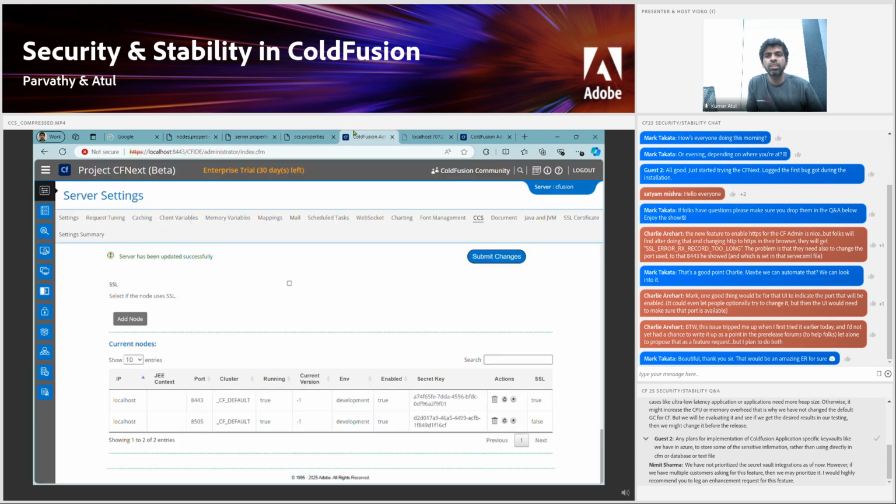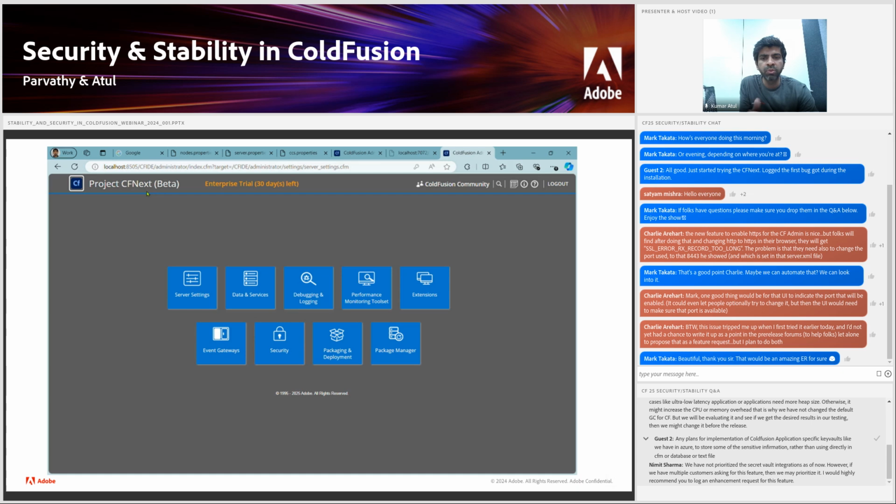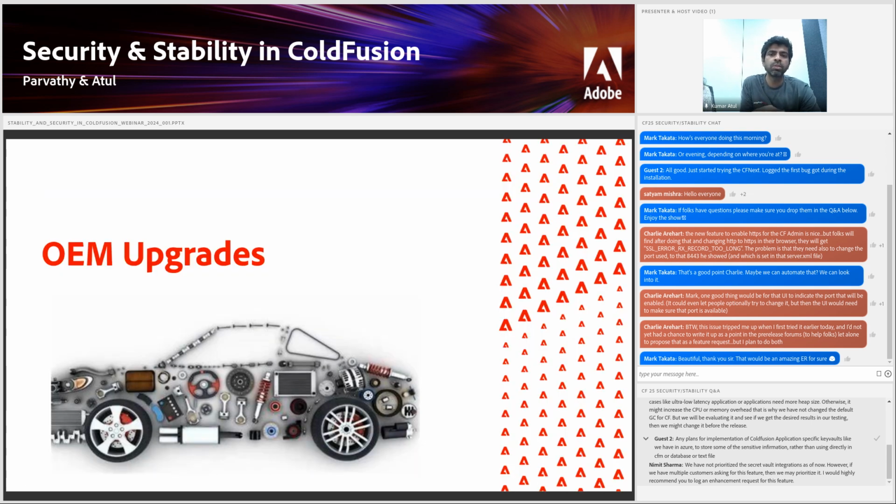So this was a basic demonstration where we saw that it works in every possible combination. We were running CCS on SSL, one ColdFusion instance on SSL, and the other ColdFusion instance without SSL. It can work in any way that you choose. We go back to the slide again and resume from where we left. Now that the security aspect is covered, Parvati will talk about the OEM upgrade and the later sections.